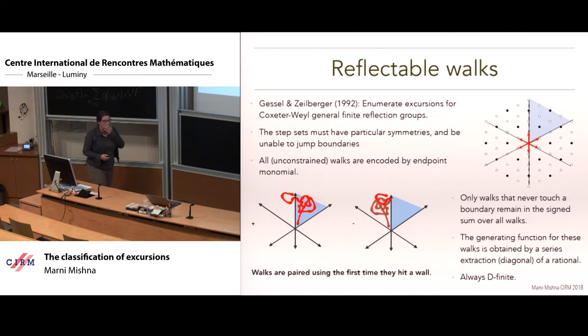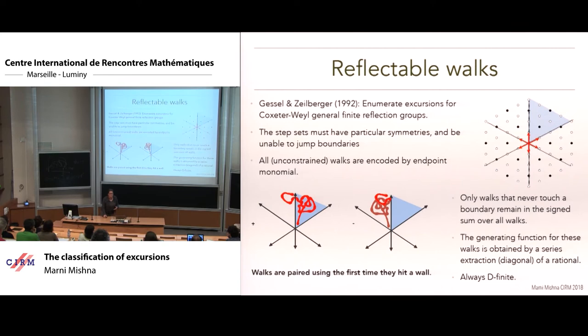Okay. So that's nice, but I really want to get into pictures and do picture proofs, which some people find either intimidating or unsatisfying, but that's how I like to see things. So where could another source of combinatorial regularity come from if I'm looking at excursions? So I'm going to tell you a little bit about reflectable walks.